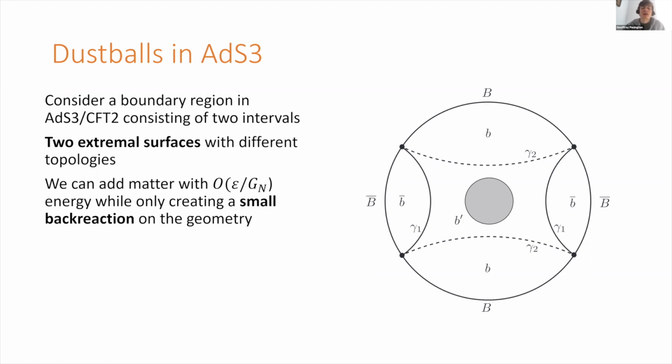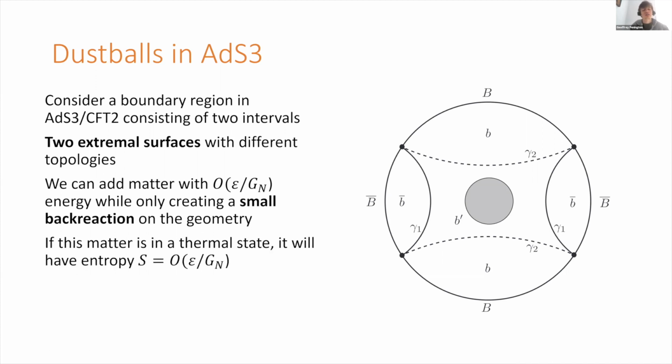Now that's true in vacuum AdS3, but it can also be true if we add some matter, this blob here sitting in the middle of the bulk. In particular, we're going to add a sort of order epsilon over G Newton amount of matter. So because of the G Newton in Einstein's equation, this is going to create an order epsilon amount of back reaction on the geometry. Epsilon we'll take to be order 1, but small. So the back-reacted geometry is very similar to the vacuum AdS3, and we still have the same sort of two surface setup.